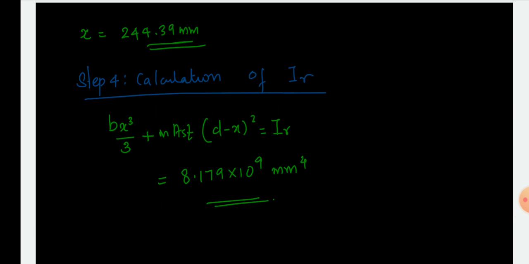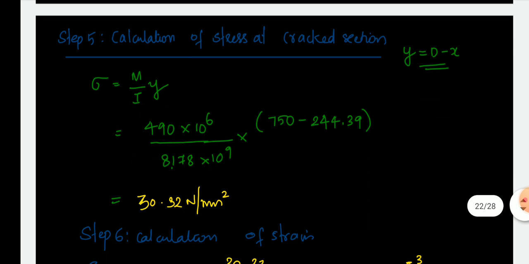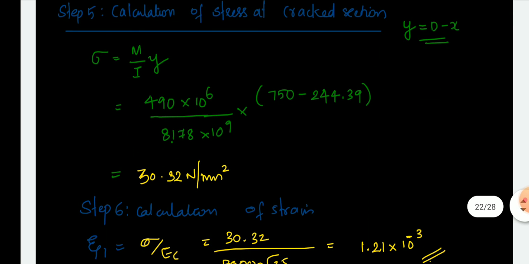The neutral axis depth, you will get the value as 244.39. Then I_CR, the moment of inertia of cracked section, is given by 8.179 into 10 to the power 9 mm to the power 4. Next, stress has to be found. Substitute y means d minus x. Substituting, you will get the value of stress as 30.32 Newton per mm square.